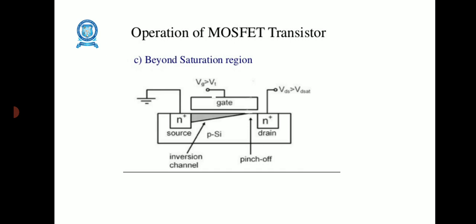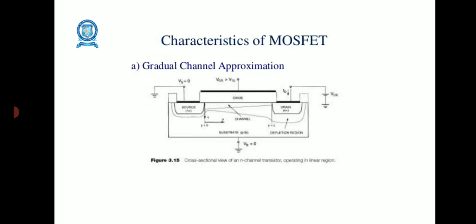Here the electrons coming from the source to the channel end enter into the drain depletion region, and they are accelerated towards the drain in the high electric field. Now you can see the gradual channel approximation. Gradual channel approximation means here you are considering a cross-sectional view of the N-channel MOSFET, operating in the linear mode. The source and the substrate are connected to ground.